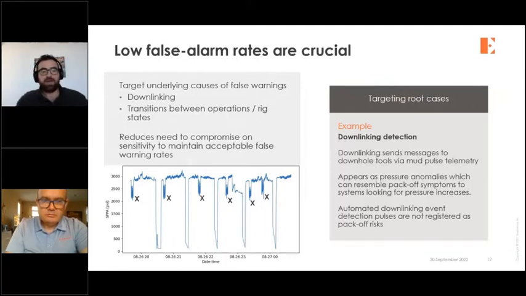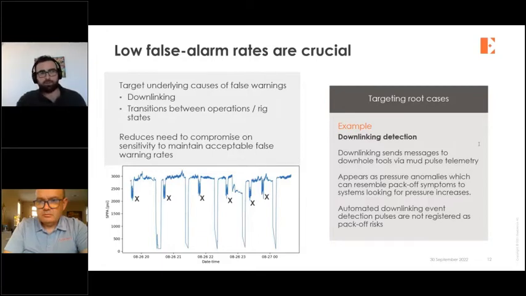I mentioned that earlier. On the picture at the bottom here, we have a pressure trace, and this shows you what downlinking looks like. What they're doing here is communicating with downhole equipment by sending trains of pulses through the drilling fluid. That's mud pulse telemetry. What that means is that you have quite large pressure disturbances. Relative to the stable pressures towards the end, these downlinks are very large pressure changes.